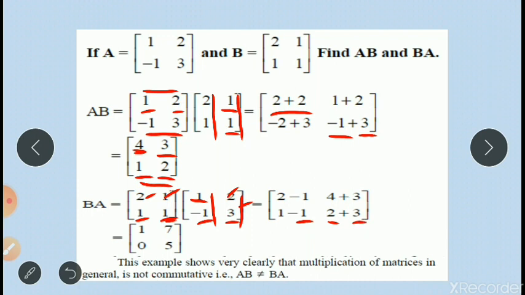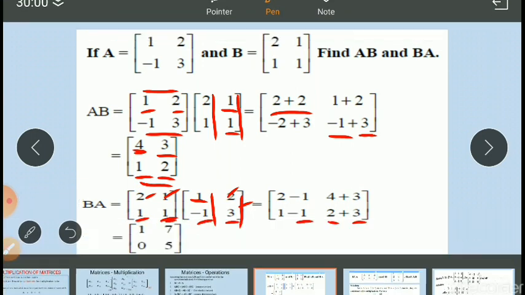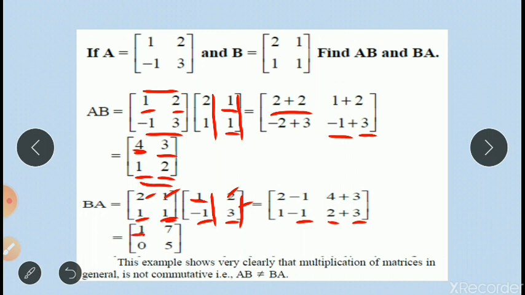Finally, we'll get the BA matrix, that is 2 minus 1 is 1. 4 plus 3 is 7. 1 minus 1 is 0. And 2 plus 3 is 5. Here we can also prove that AB is not equal to BA, because AB matrix is [4, 3; 1, 2] and BA matrix is [1, 7; 0, 5]. It means AB is not equal to BA. It is not commutative.